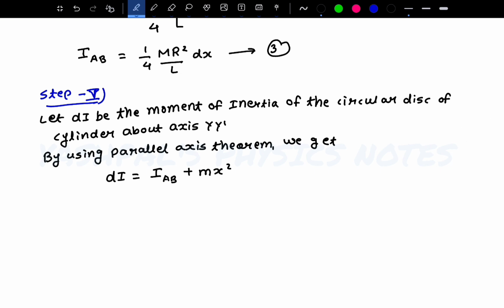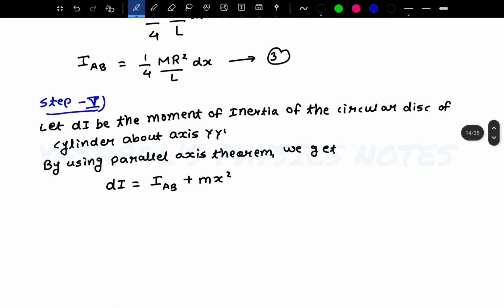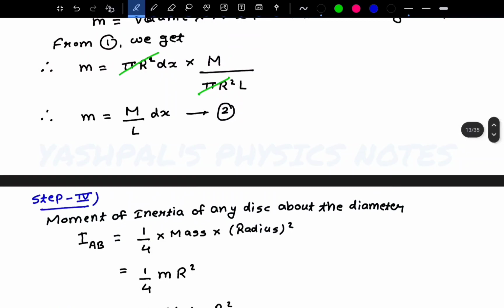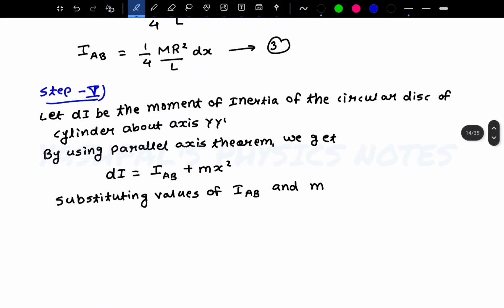Now here I can substitute the values of I AB which we found in step number 4. So here I am writing, substituting values of I AB and small m, which we found in equation number 2, and here we have given equation number 3. Substituting values of I AB and m in the above equation.